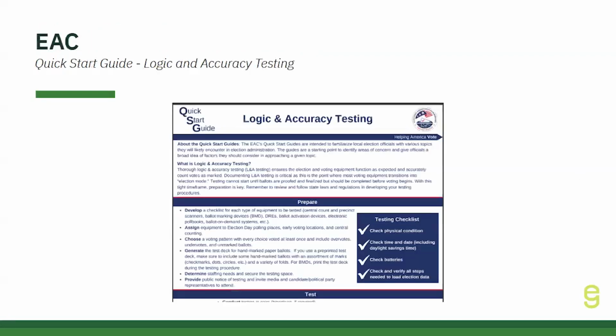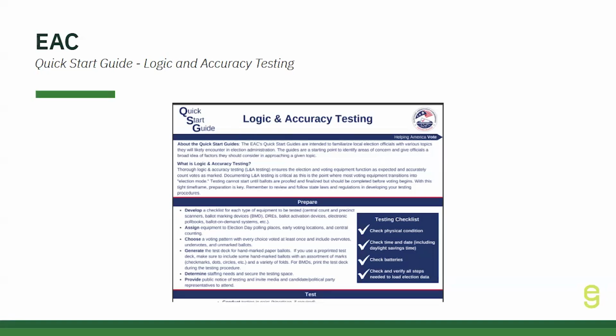Thanks, Rebecca. The EAC's Quick Start Guides are intended to familiarize local election officials with various topics they will likely encounter in election administration. The guides are a starting point to identify areas of concern and give officials a broad idea of factors they should consider in approaching a given topic.